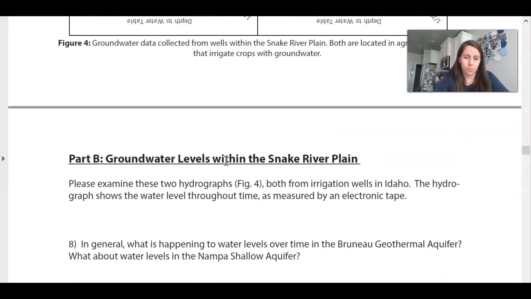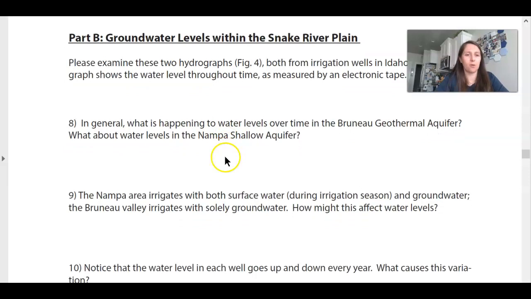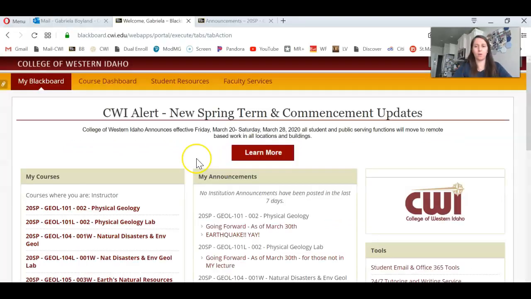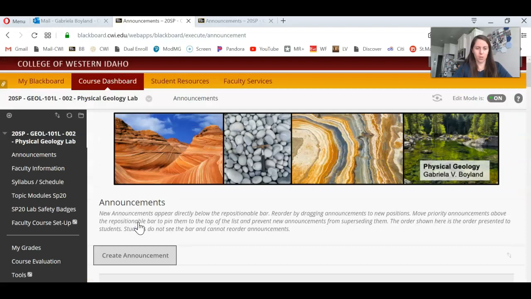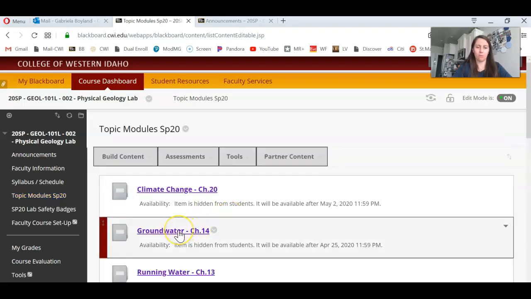Okay. Before we go to part B, I want to show you how the submission of the lab quiz will be. Alright, so as you should be used to by now, again, your labs are going to be under the shell lab part of the course. And you're going to go to topic modules, Sp20. And within there, this lab is groundwater. So once this continues to load, we'll go to Groundwater Chapter 14.